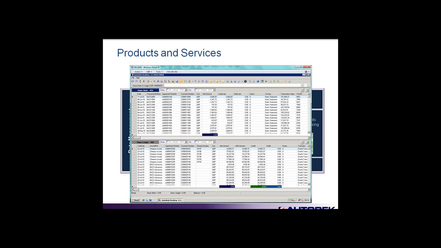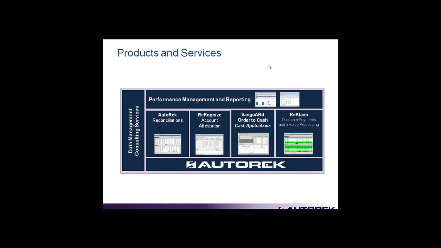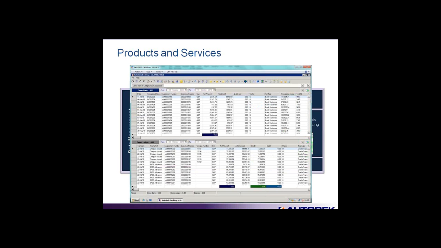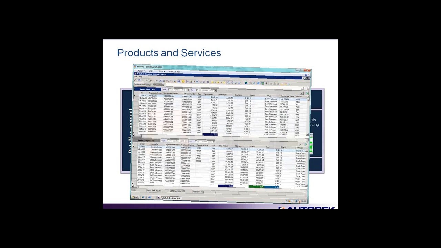In a typical deployment, we might achieve 95% automated matching. And so what you're seeing here are things that could not be matched by a business rule and required some manual intervention. In response to the increasing demands of Sarbanes-Oxley and third-party confirmations, we developed a product called Recognize.